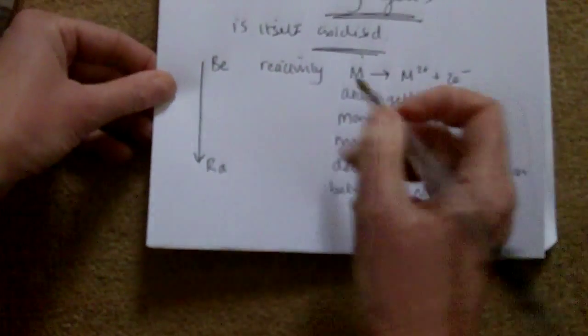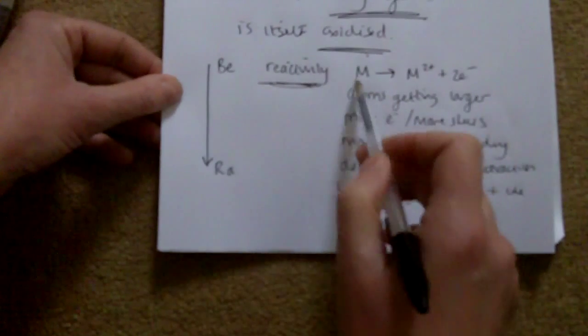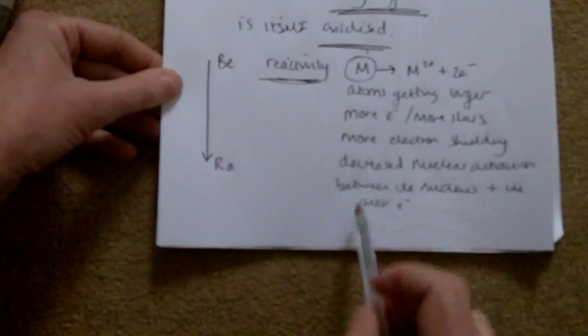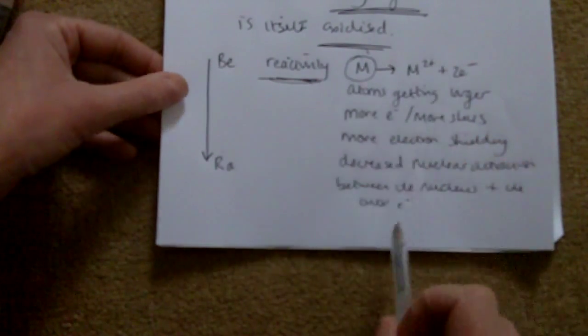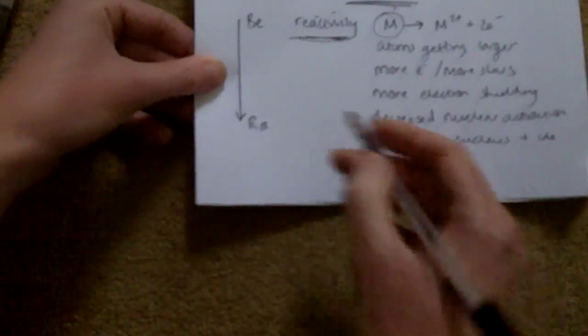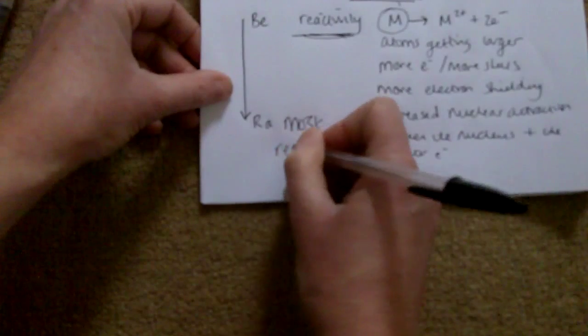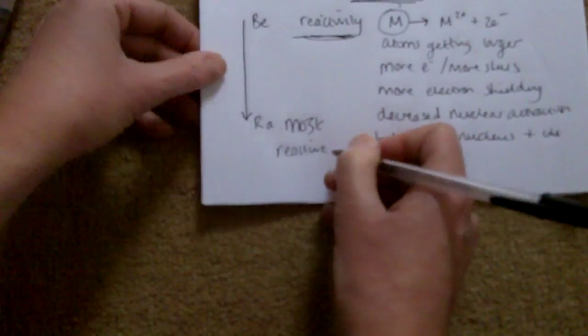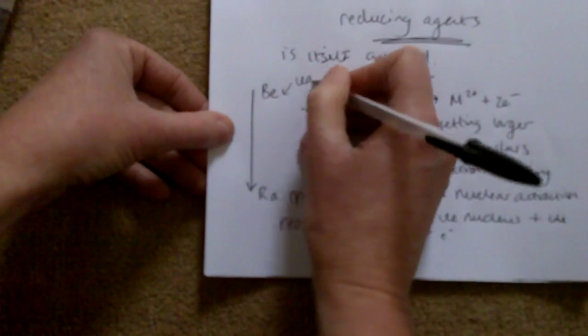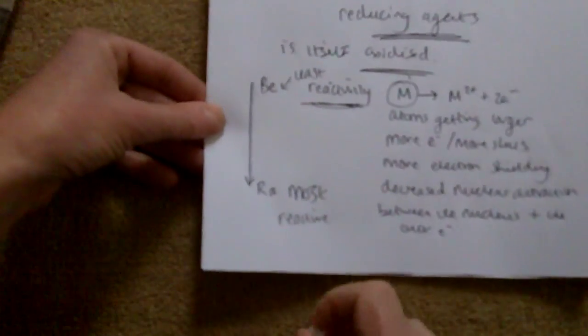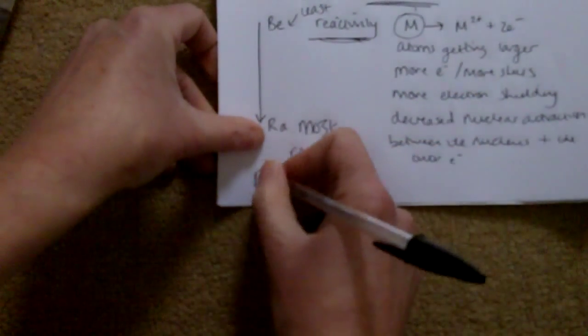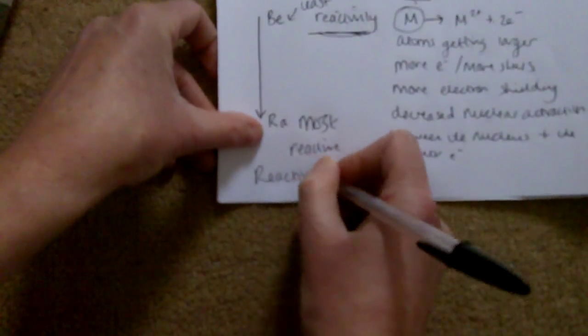So what happens to the reactivity of the group 2 metal as you go down the group? It is easier to lose electrons. So they become more reactive down the bottom. That's the most reactive, that's the least reactive. So reactivity increases down the group.